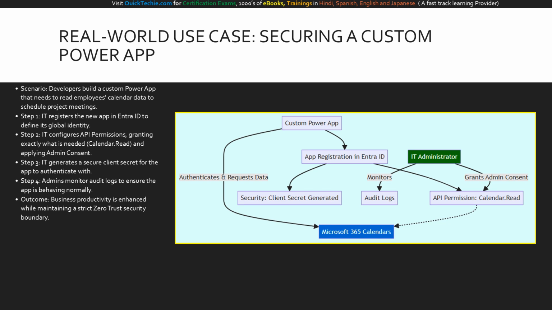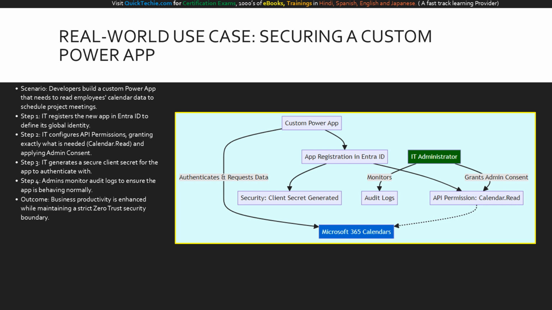Let's tie this together with a real-world scenario. Imagine your developers build a custom Power App designed to read users' calendar information to help schedule upcoming meetings. How do we secure this? Step 1. The IT admin registers the app in Entra ID, giving the app its formal identity. Step 2. The admin sets up the API permissions, strictly limiting the app to only read calendars, and explicitly grants admin consent so the app can function smoothly.